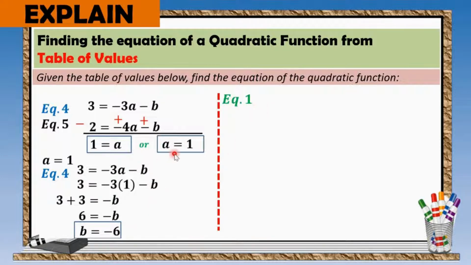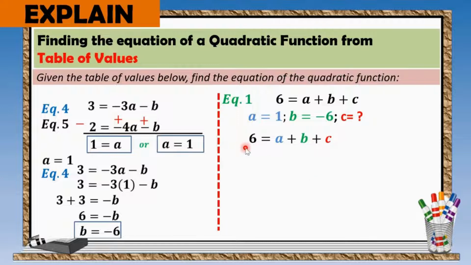So, since meron na tayong value ni A and B, isa-substitute na natin tong value ng A and B sa kahit anong equation doon sa equation 1, 2, or 3. So, I rather use equation 1 para mas madali. So, we have 6 equals A plus B plus C. So, yung A is 1. Yung B is negative 6. Yung C ay unknown. Yun ang goal natin kung bakit kinuha natin yung equation na to.